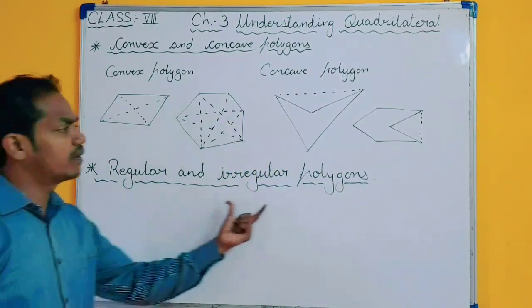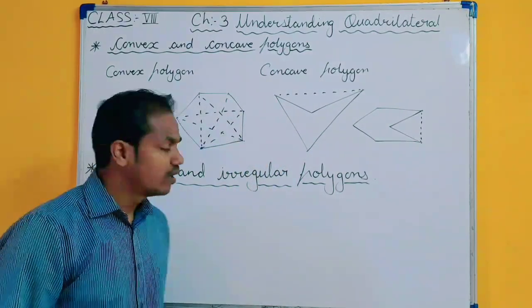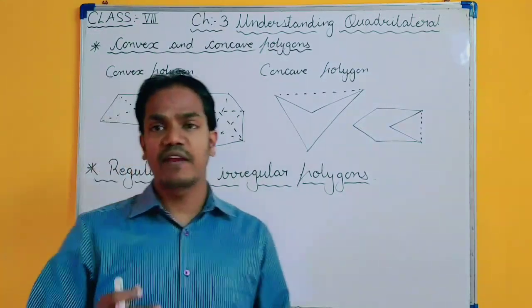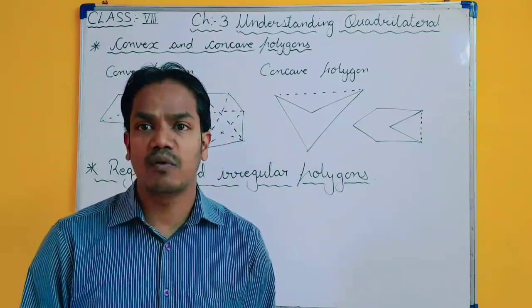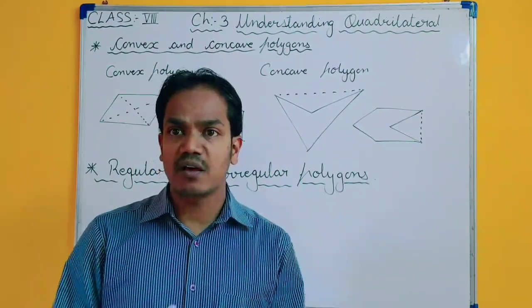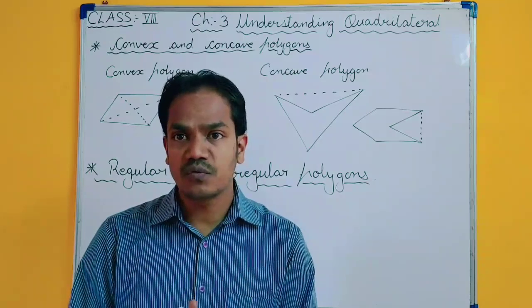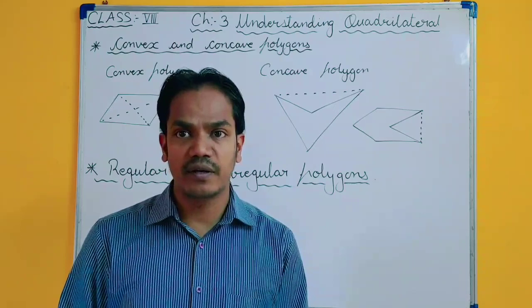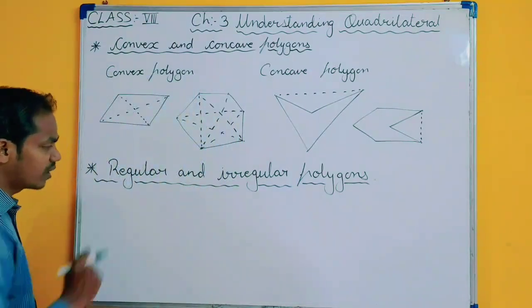Now we will come to regular and irregular polygons. So what is a regular polygon? A closed figure having equal sides and equal angles. When all the sides are equal and all the angles are also equal, a closed figure which is equiangular and equilateral is called a regular polygon.